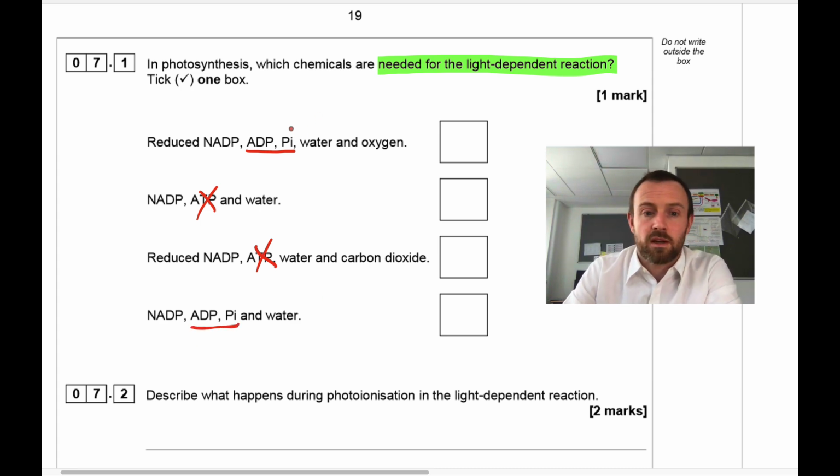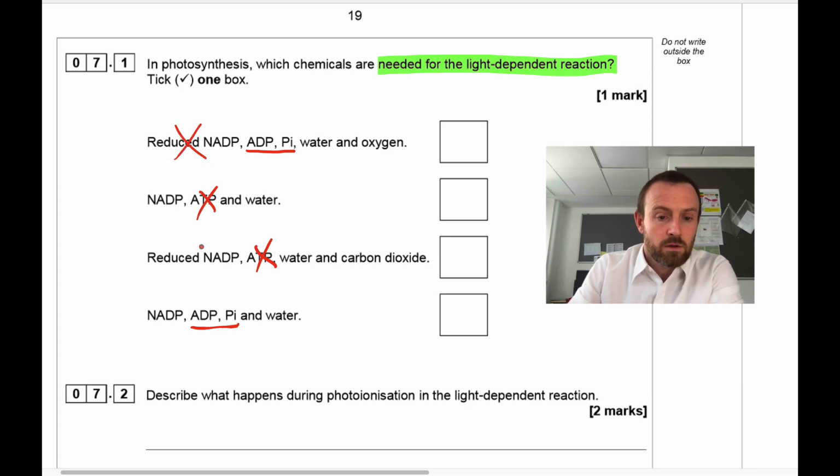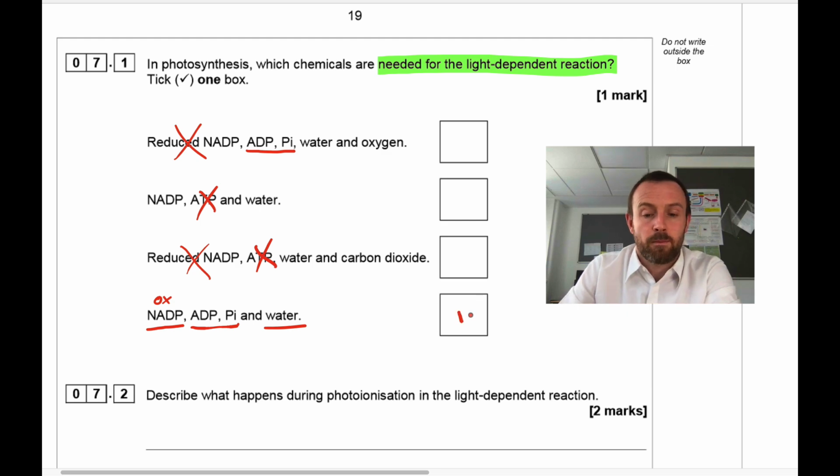We're reducing NADP. So we don't need reduced NADP. We want oxidized NADP. Okay, oxidized NADP, ADP, Pi, and yes, water because we're doing photolysis. So yes, it's this one. That one. Okay, keep going.